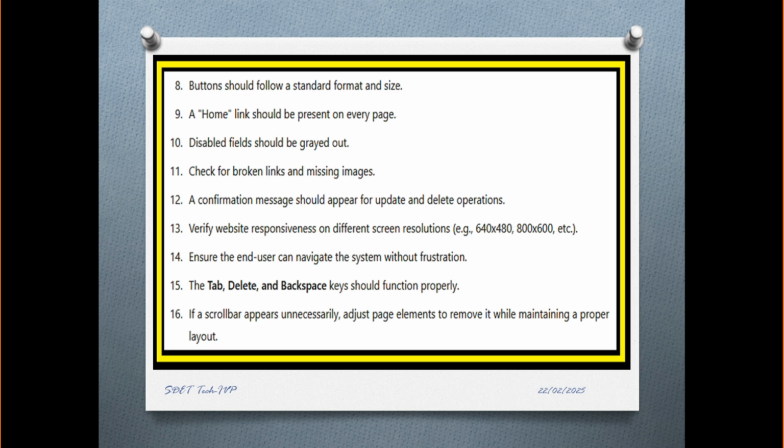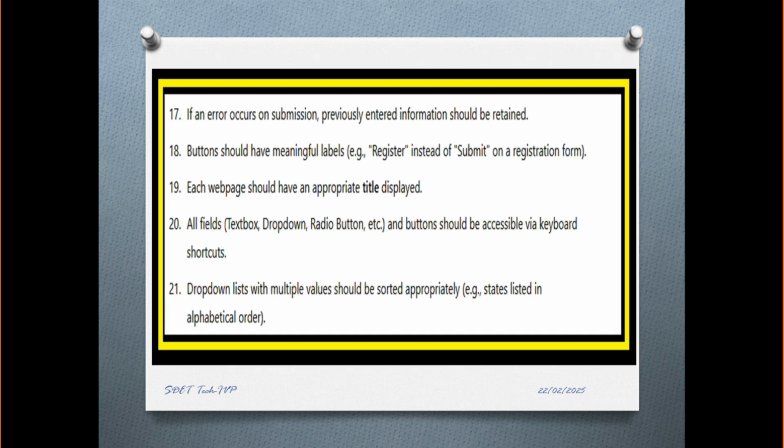Okay. 16th point, if a scroll bar appears unnecessarily, adjust the page elements and remove it while maintaining proper layout. If no scroll bar is required on a page, then it is useless, so you have to tell the UI UX developer, please remove this, it is not required here. The next thing to keep in mind: if there is an error on submission, previously entered information should be retained. The next thing, buttons should have a meaningful label, such as register instead of submit on a registration form.